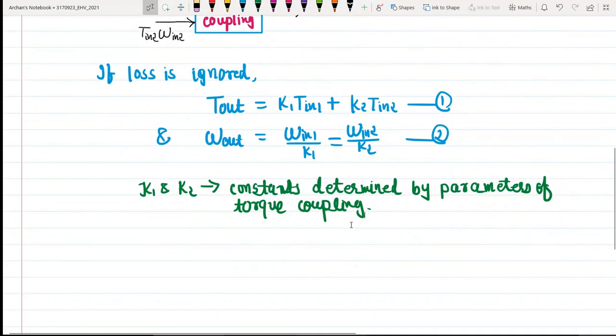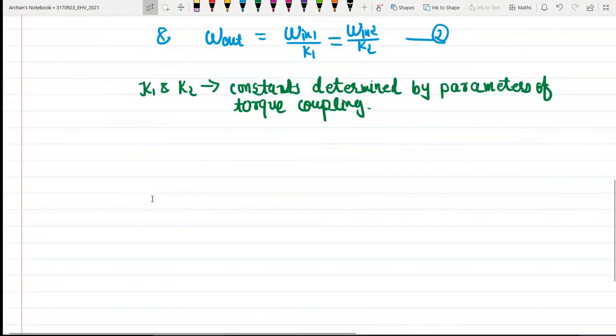So let us try to see this commonly used mechanical torque coupling device, as well as let us try to find out the values of this K1 and K2, which are nothing but the constants that are determined by the parameters of this torque coupling. Okay, so obviously for gearbox K1 K2 will be different, for shaft this K1 K2 will be different, right? So let us try to understand the first coupling device with the help of gearbox, right?